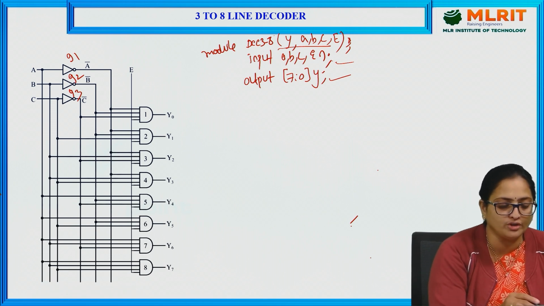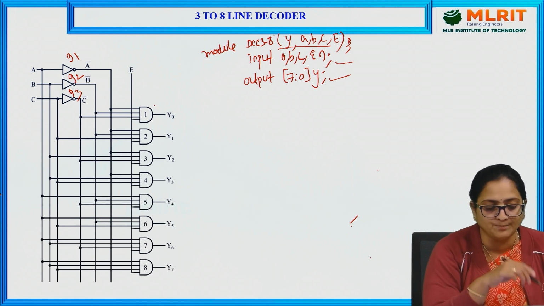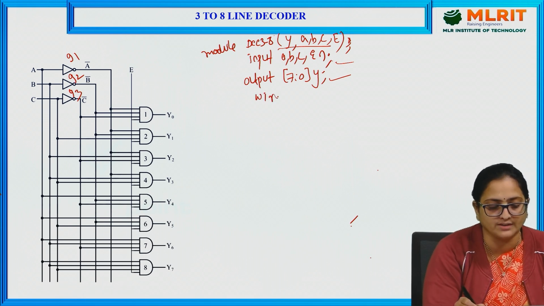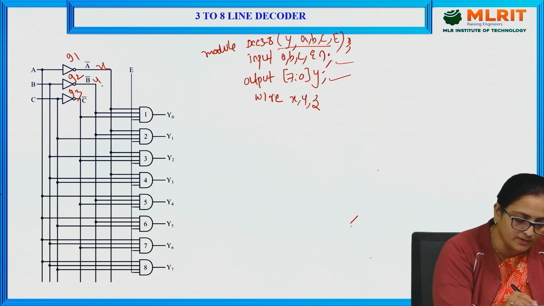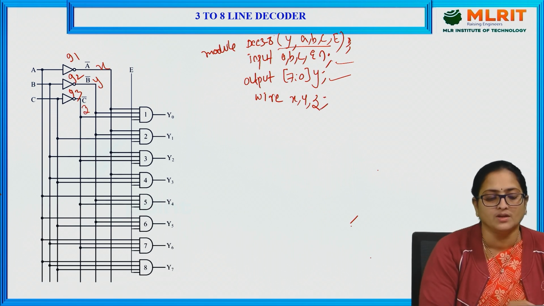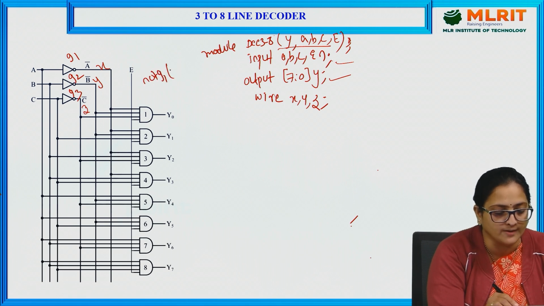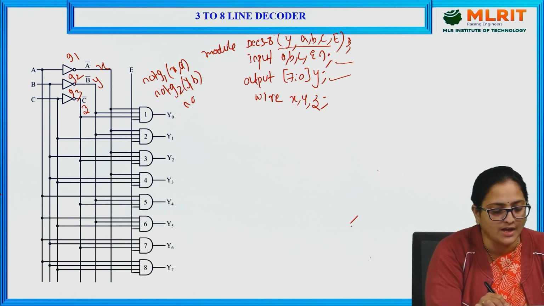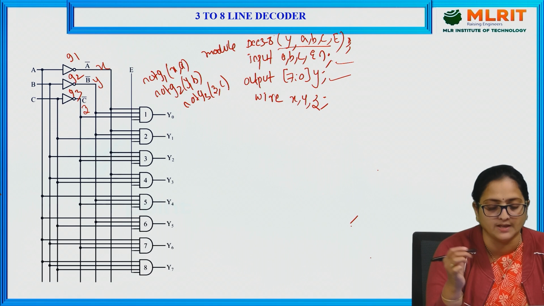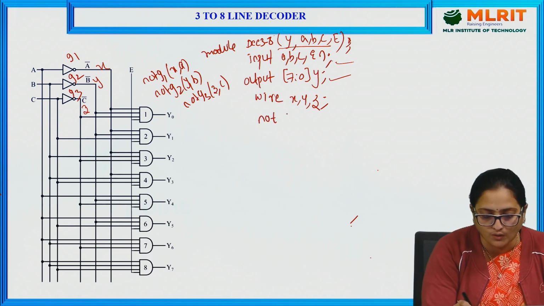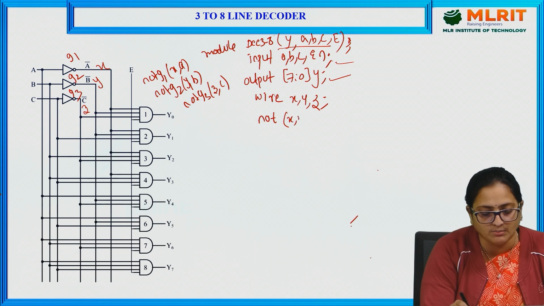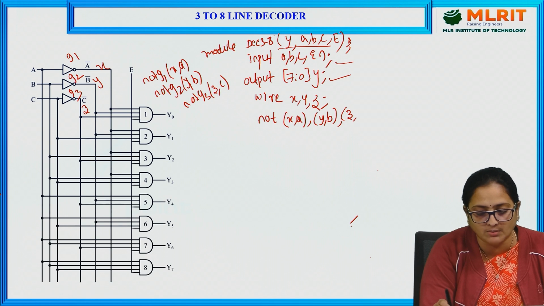Here, the outputs of the NOT gates are driving the inputs of the AND gates. So here, I need to mention the wires as X, Y, Z. Now, instead of calling three NOT gates like NOT of G1, X, comma, A, NOT of G2, Y, comma, B, and NOT G3, Z, comma, C, I will write like NOT of first gate output X, comma, A, comma, Y, comma, B, comma, Z, comma, C.